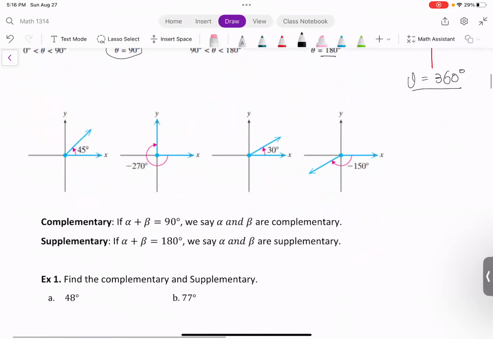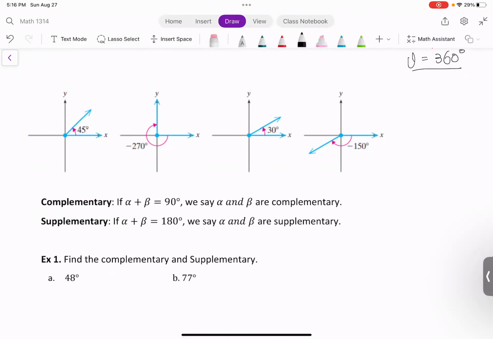All right, the next angle is 45 degrees. Starting from the initial side, the positive x-axis, stop here. So the angle is 45 degrees. The next one is a negative angle. Starting from the initial side and rotating clockwise, that's negative 270 degrees. Next one, 30 degrees. Next one, we rotate clockwise, so that's a negative angle, negative 150.